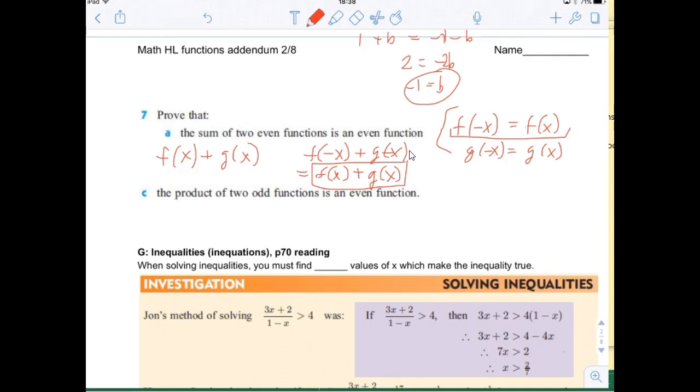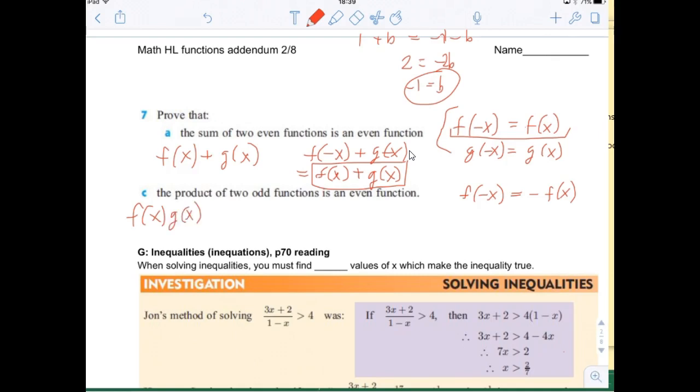C, the product of two odd functions is an even function. Remember that the characteristic of an odd function is that if you put the opposite of x into the function, it's equal to the opposite of the original function, like that. So let's take two functions that are both odd, f and g. I'm going to call them f and g again, I hope that doesn't confuse you, and I'm going to multiply them together. And I get that.